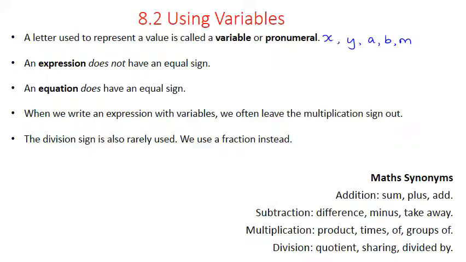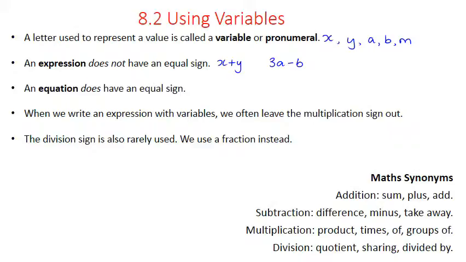An expression does not have an equal sign. So that's things like X plus Y. There's no equal sign, so we call it an expression. Another one that you might have seen, 3A minus B. Again, there is no equal sign, so 3A minus B is an expression.